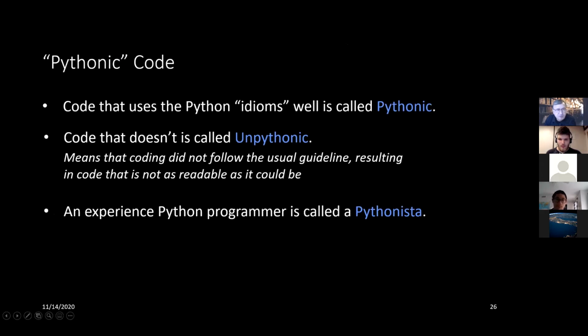So getting back to the culture, code that's Pythonic means code that's written in Python that uses the idioms of Python well. There's nice, elegant, readable, short ways of doing things. And then also you could fall back on the usual way that would not be Pythonic. So they call that code that's unPythonic. A Python programmer who really knows how to make use of Python and make use of the idioms well is called a Pythonista. So there's that terminology.